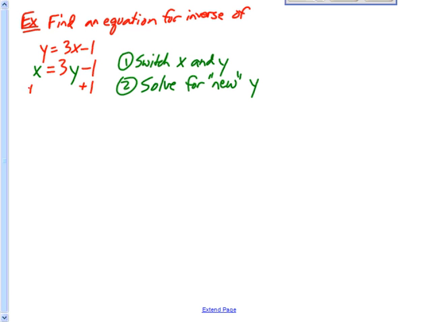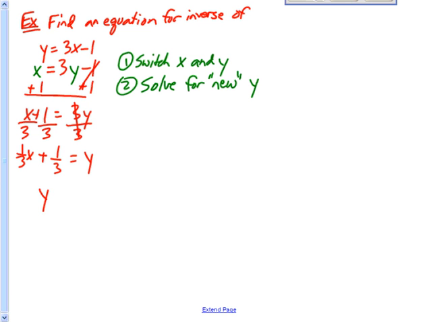So let's add 1 to both sides here. x plus 1 equals 3y. Now we're going to divide each of these by 3, right? So y equals 1/3 x, same thing as x over 3, plus 1/3. Let me write it this way. And now step 3 is I'm going to name it the inverse.